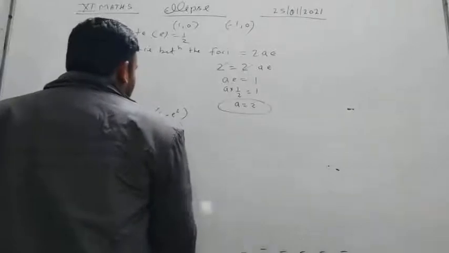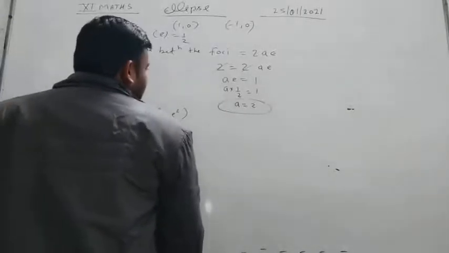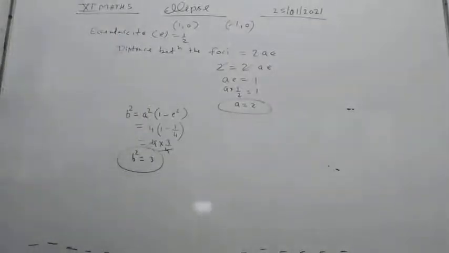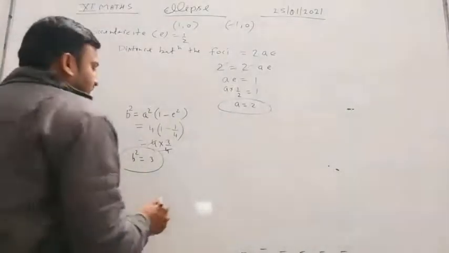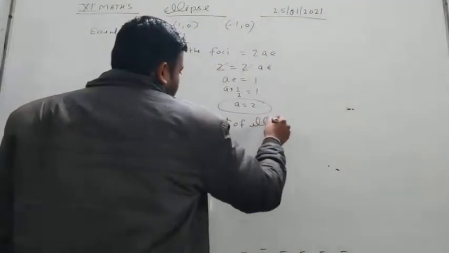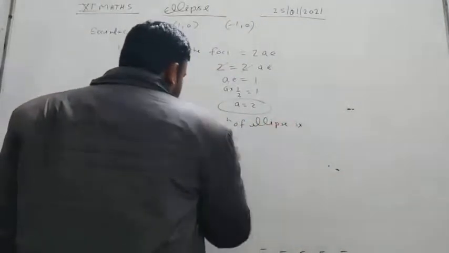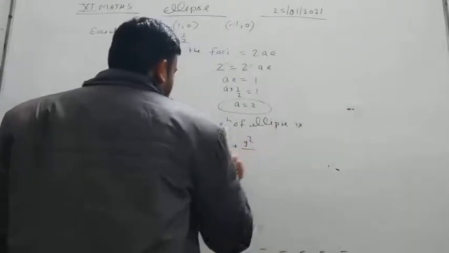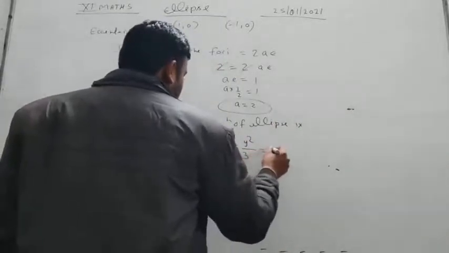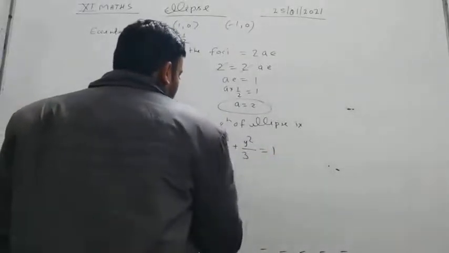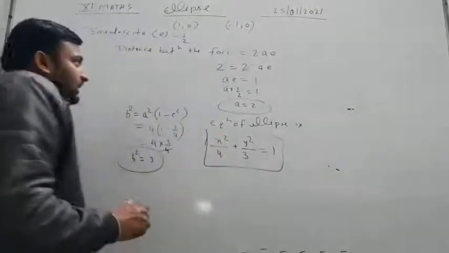Now our B square is 3, so this is the equation of the ellipse. x square by A square, which is 4, plus y square by B square, which is 3, is equal to 1. Okay students, so this will be the standard equation of the ellipse.